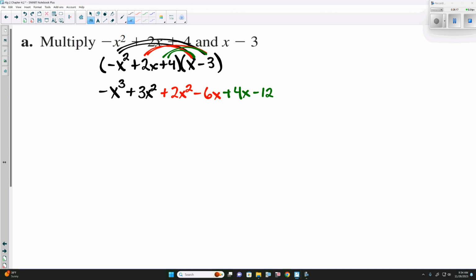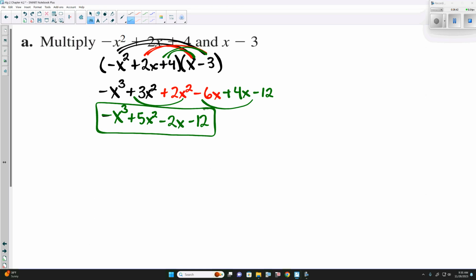Incidentally, just because of how this one was arranged, our like terms ended up being next to each other. Negative x cubed does not have any like terms, so it's just negative x cubed. 3x squared plus 2x squared is 5x squared. Negative 6x plus 4x is negative 2x. And then we have our minus 12. Same exact process as what we did vertically, but we're a little more comfortable with horizontal. Questions on this here?